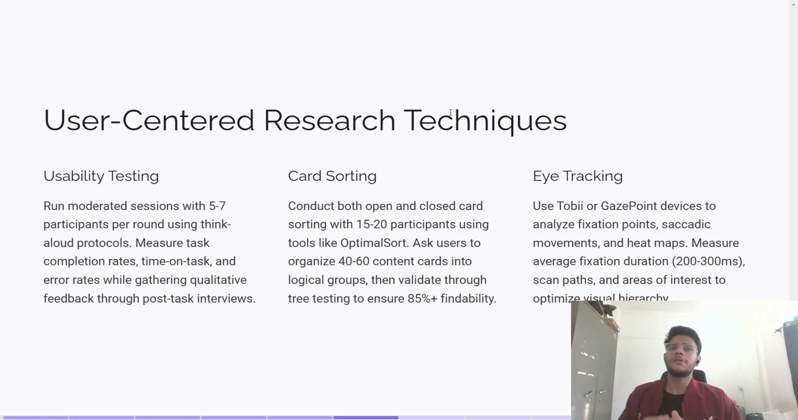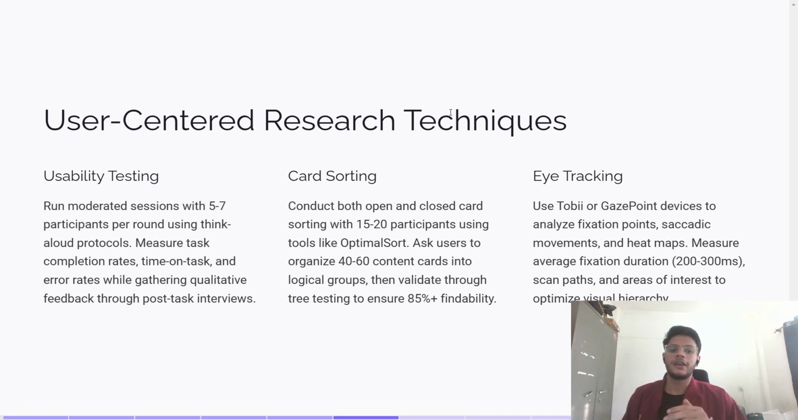Card sorting: conduct both open and closed card sorting with 15 to 20 participants using tools like OptimalSort. Ask users to organize 40 to 60 content cards into logical groups, then validate through tree testing to ensure 85% plus findability.